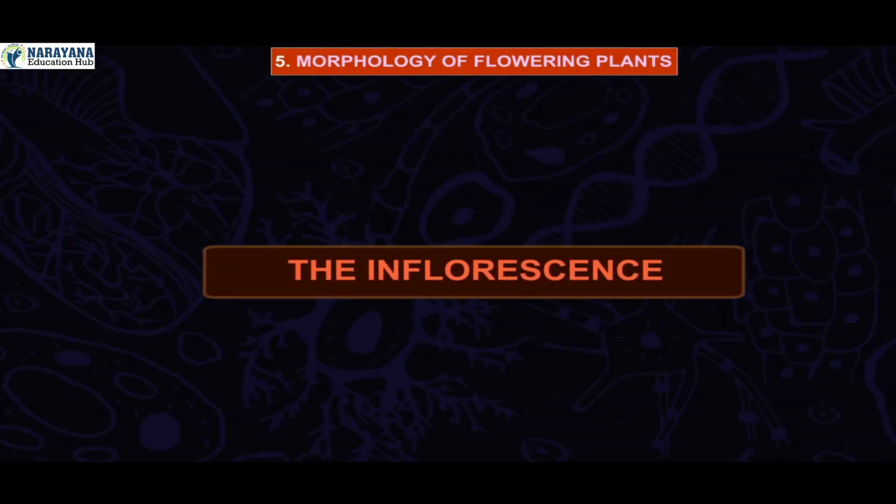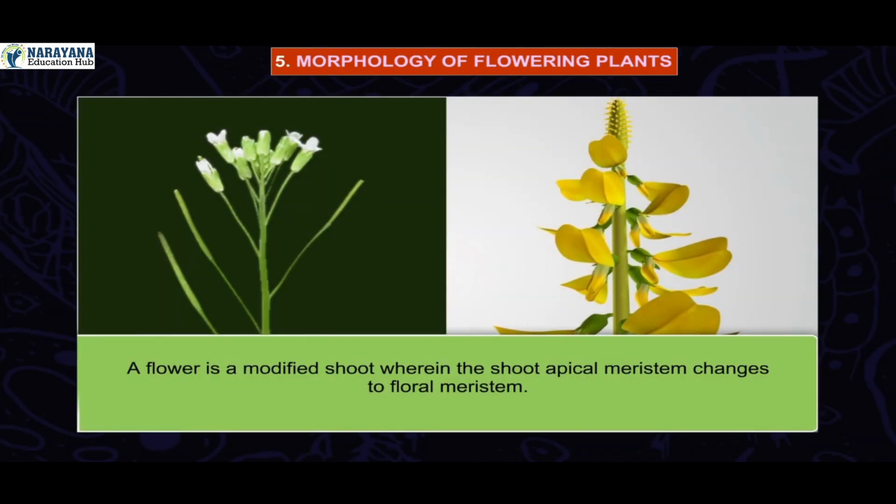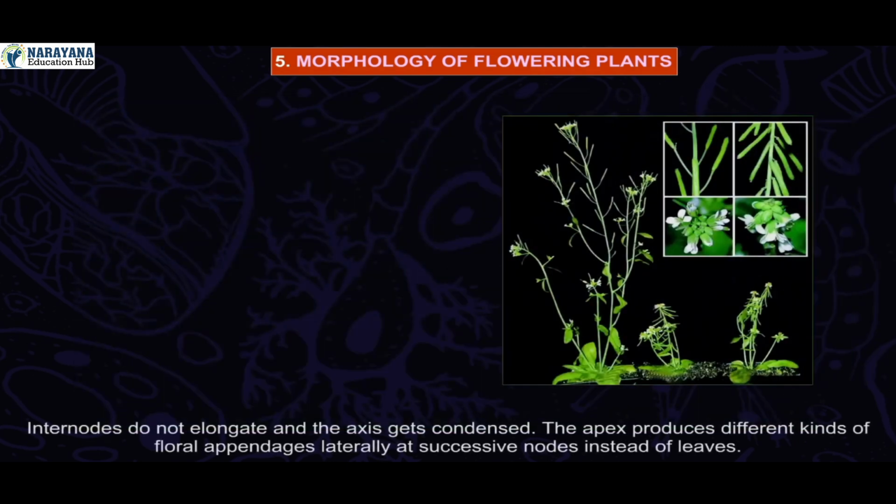The inflorescence. A flower is a modified shoot, wherein the shoot apical meristem changes to floral meristem.